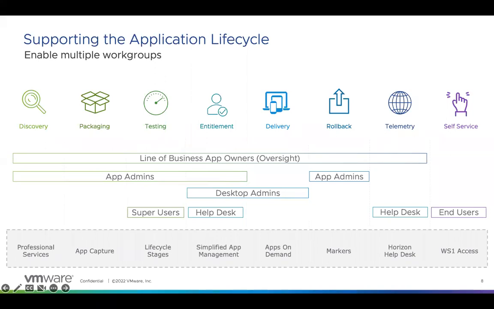Desktop admins can manage the OS and make sure they've got the right updates in place for the operating systems, and then enable their super users to maybe do some UAT testing and provide feedback and have better relationships with their line of business app owners, show them where the stages are when rollouts are happening for certain applications, and really work with the business.